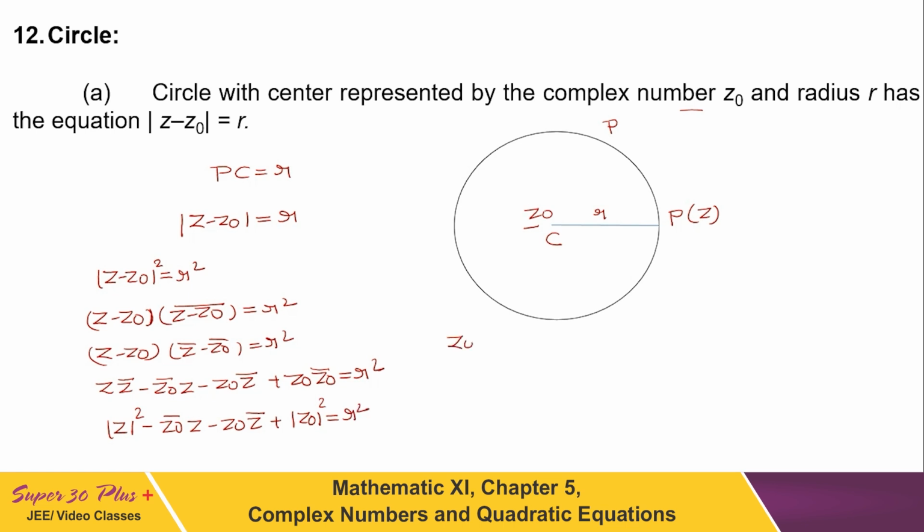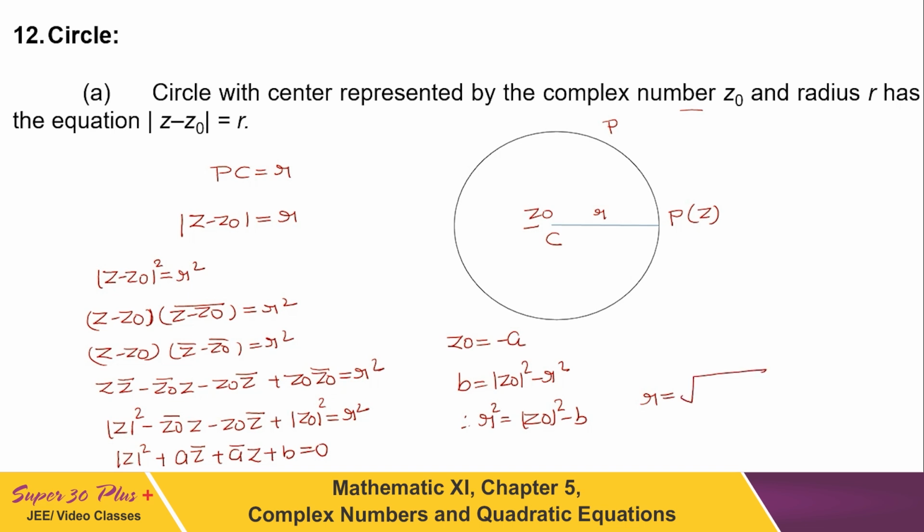Let z naught be equal to minus a, then we can write mod z square, and this is minus a, that's why we can say it is a z bar plus a bar z plus b is equal to 0. What is the value of b? The value of b is mod of z naught square minus r square. That's why r square is equal to mod of z naught square minus b. We can write the radius is equal to square root of mod a square minus b.